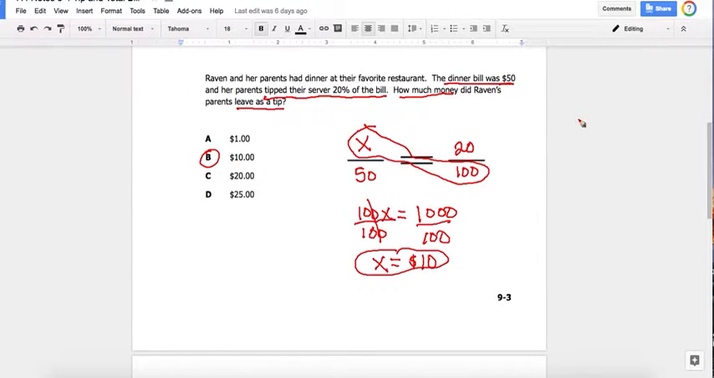Now, once again, don't write this down, but if I wanted to do this in my phone at a restaurant, I would do 50 times 20% as a decimal, so 2 to the left, so times 0.2 or 0.20. And if I did that, I would still get $10. But remember, for our purposes, we're using the proportion. In the real world, we would multiply by the decimal. So moving on to the next page.